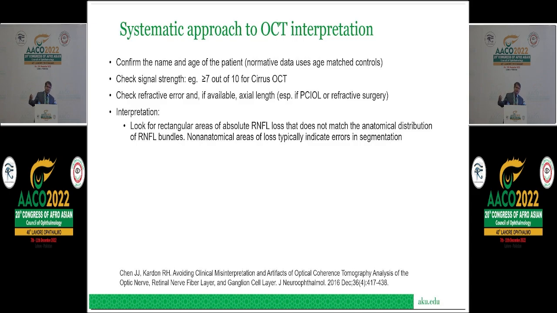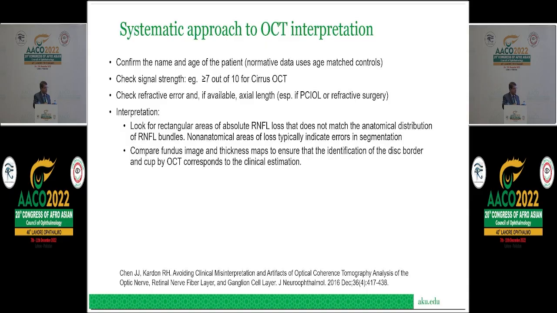And if it's extreme hyperopia or myopia, then you need to take that into account when you're looking at the thickness of the nerve fiber layer. In myopia, it can be thinned just as a normal finding. And then look at rectangular or non-anatomical areas of absolute nerve fiber layer loss, like some of those black squares I was showing you, which are artifact from blinks or from media opacities. And those can create some serious challenges.